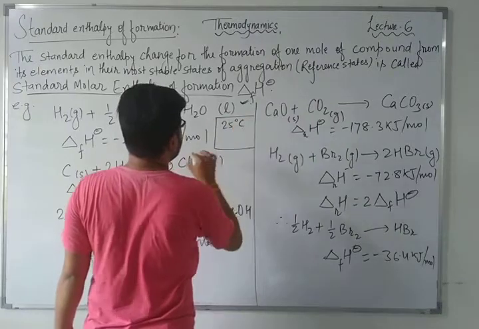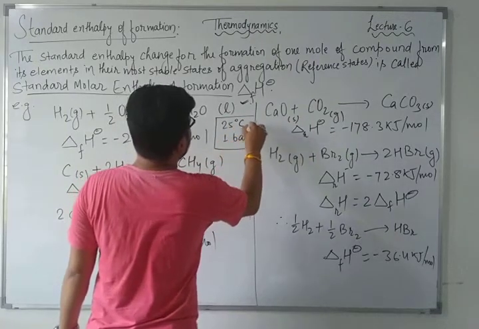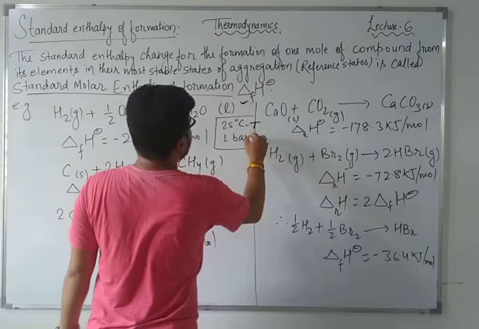25 degrees Celsius and 1 bar pressure. This is your temperature, this is T and this is P.